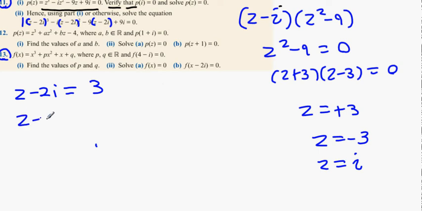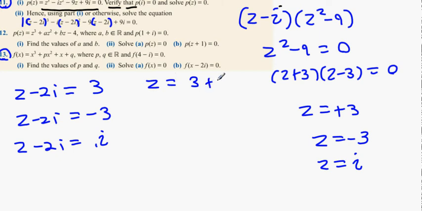So we're going to get z minus 2i equals minus 3, z minus 2i equals 3, and z minus 2i equals i. Then solve for each one. z equals 3 plus 2i, z equals minus 3 plus 2i, and then finally z equals 3i. So those are three answers for question 11.